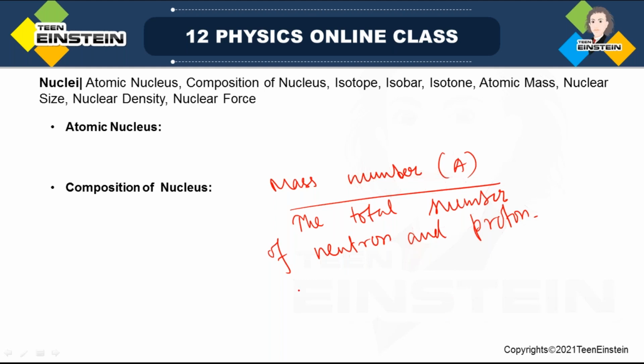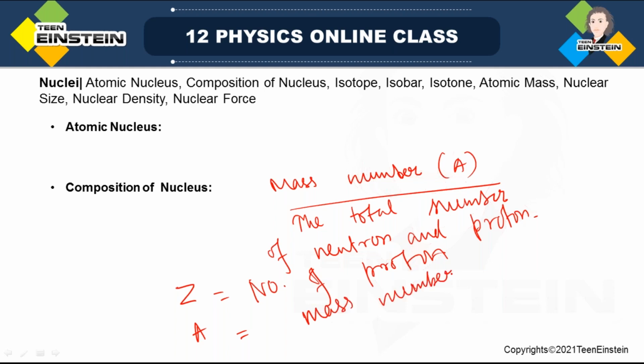Okay, so look now, if we take Z as the proton number of proton, and A is the mass number, and we have seen A is actually the total number of neutron and proton, which says that this A is equal to Z plus N, total number of proton and neutron. So this is actually the whole thing. Now let us see.